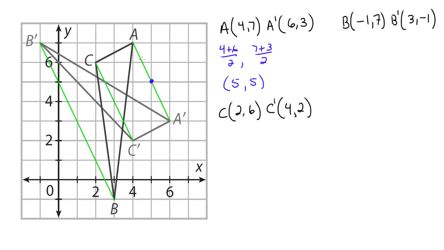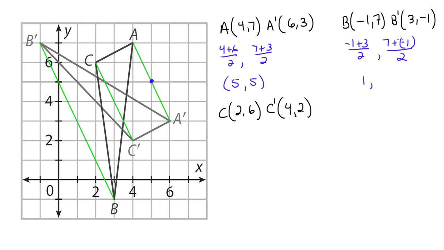And again, by counting, to get from A to A prime, I have to go down 4 steps and right 2 steps. So half of down 4, right 2 is down 2, right 1. That puts me right here. Now B prime. So I have here my x's, negative 1 plus 3 divided by 2, and my y's, 7 plus negative 1 divided by 2. Negative 1 plus 3 is 2, and 2 divided by 2 is 1.